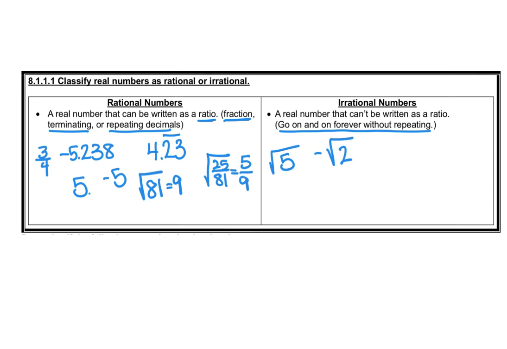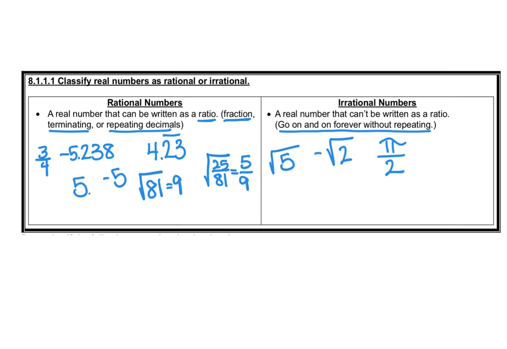Other things to look for would be anything that has pi in it. So let's say I've got just pi divided by 2. I know this is written as a fraction, but for the rational numbers, the top and the bottom number have to be rational. If any one part of it is irrational, the whole thing is going to be irrational.